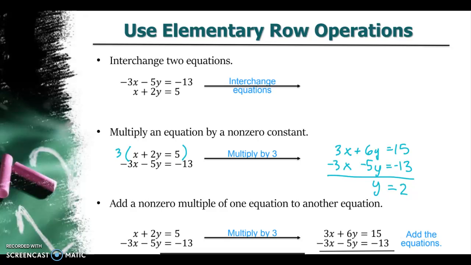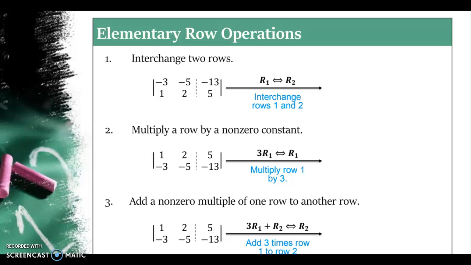You can do the same thing, but with matrix form. Because remember, what does this system of equations look like in matrix form? This looks like negative 3, negative 5, negative 13, and 1, 2, and 5. So remember that, and we're going to go over these elementary row operations with matrices. So the elementary row operations that we're going to use with matrices are the same.